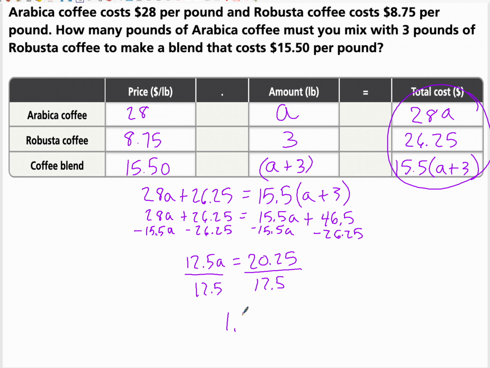So 1.62 is the amount of Arabica coffee that we need to use in our blend. So 1.62 pounds of Arabica coffee. It's kind of a weird problem. There's a lot to it.